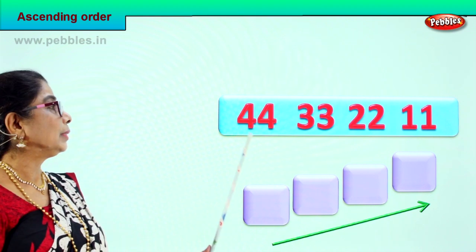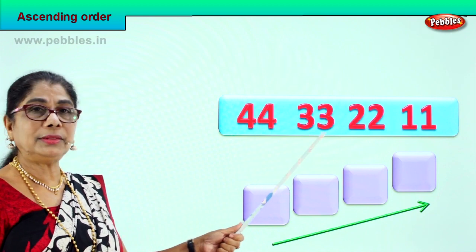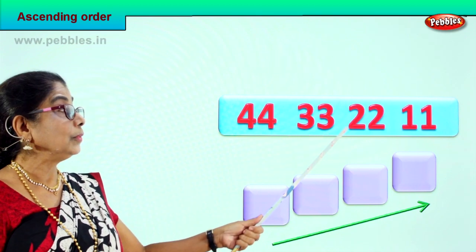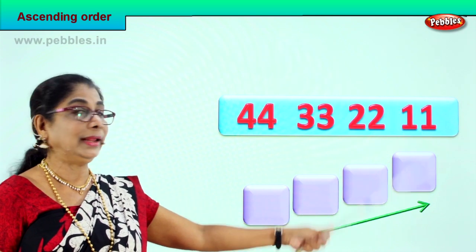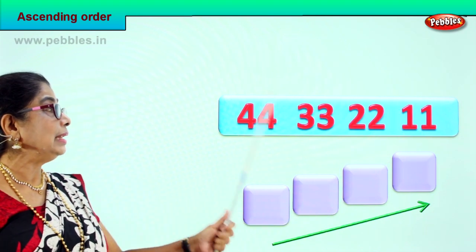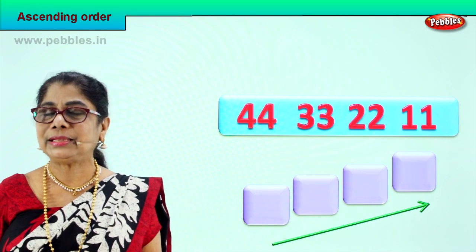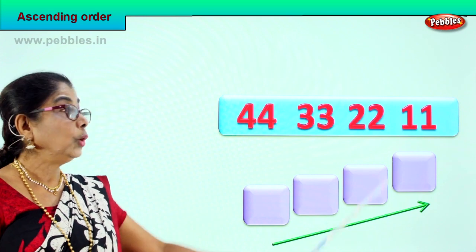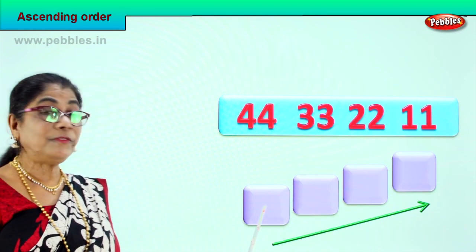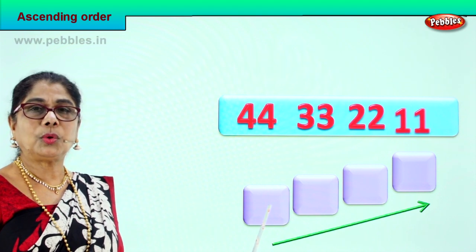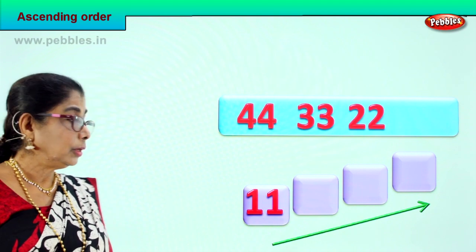Look. 44, 4 tens. 33, 3 tens. 22, 2 tens. 11, 1 ten. Look, 4 tens, 3 tens, 2 tens, 1 ten. When you place them in ascending order, we pick the 1 ten first. 1 ten, 1 one, we put them first into the box. 1 ten, 1 one is the smallest among the 4.